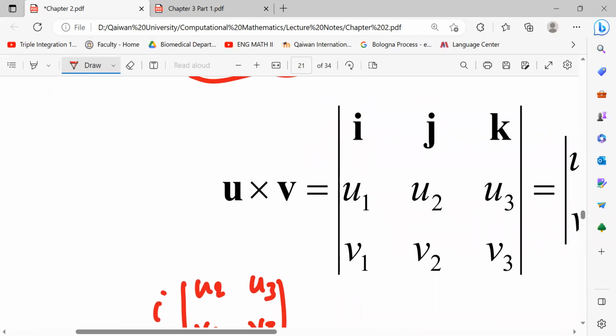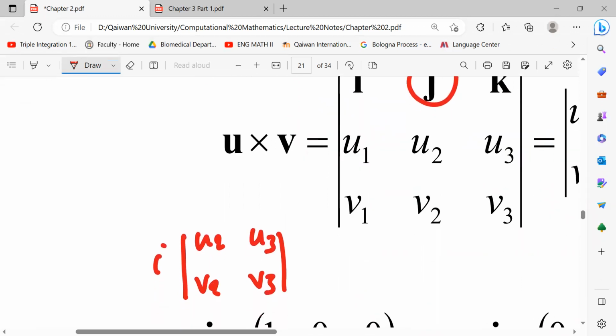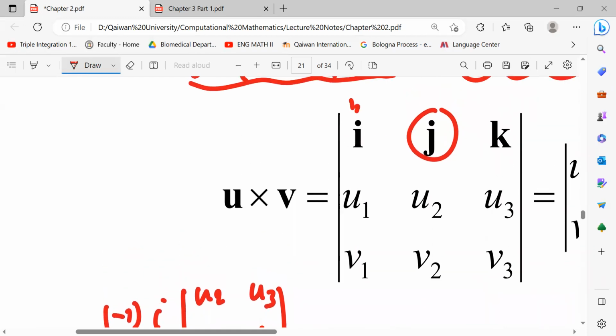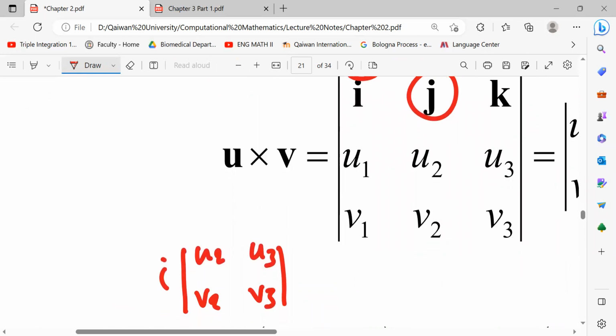Now, for this one, we have it's 1, 1. 1 plus 1 is 2, so the sign is positive. That's why we don't need to write it down. Okay, you say U cross V is this.